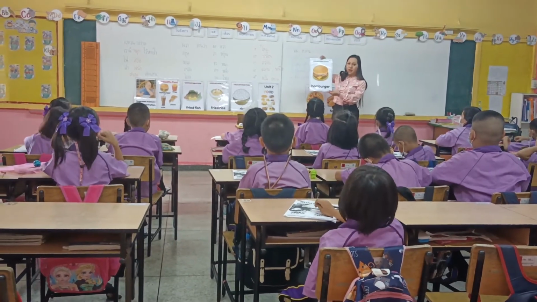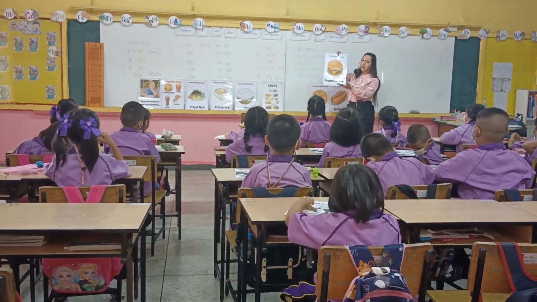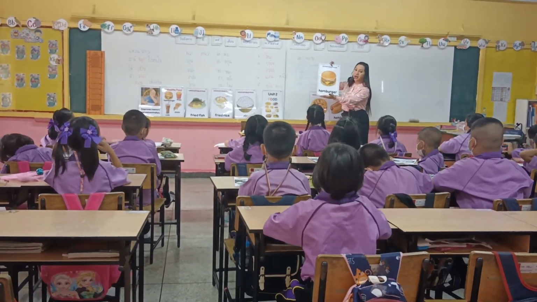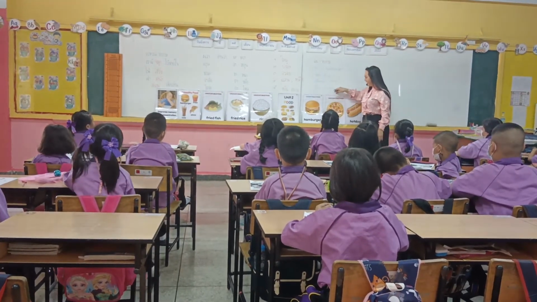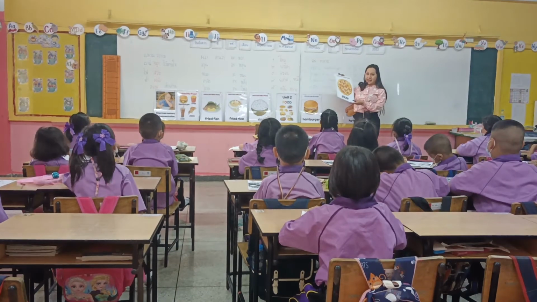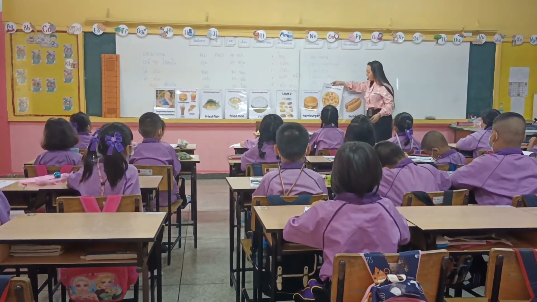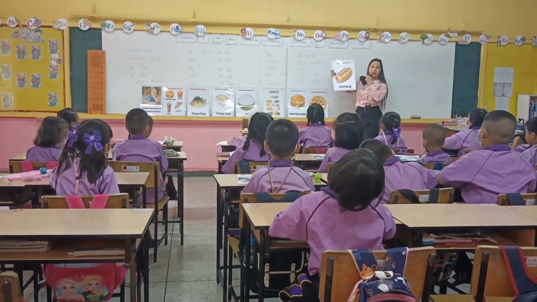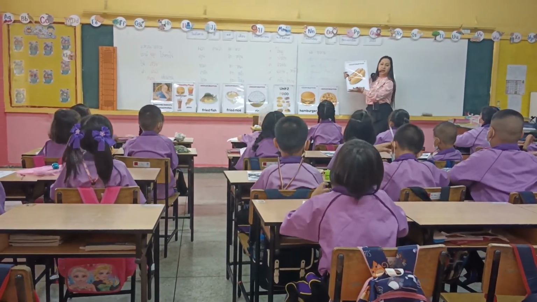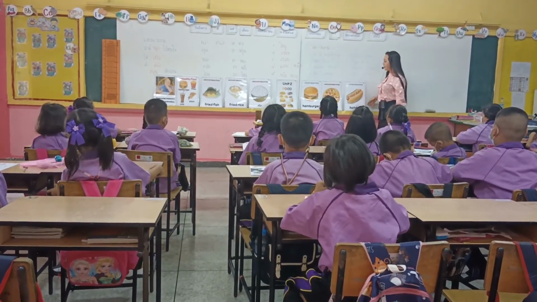Hamburger. What is it? Hamburger. Number two, pizza. What is it? Pizza. That's correct. Next, hot dog. What is it? Hot dog. Very good.